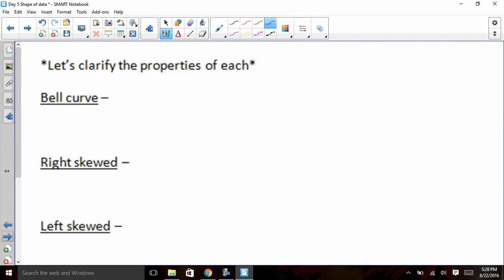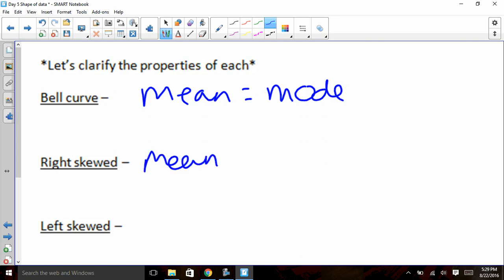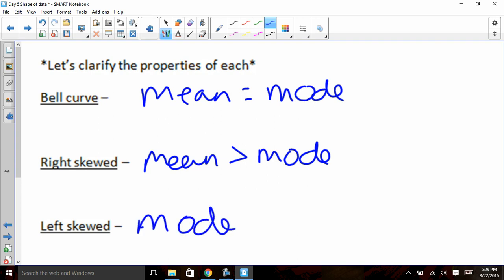Okay, so some clarifying stuff. We said bell, our mean equaled our mode. For right, we said our mean is going to be larger than my mode. And oppositely, my mode is going to be bigger than my mean.